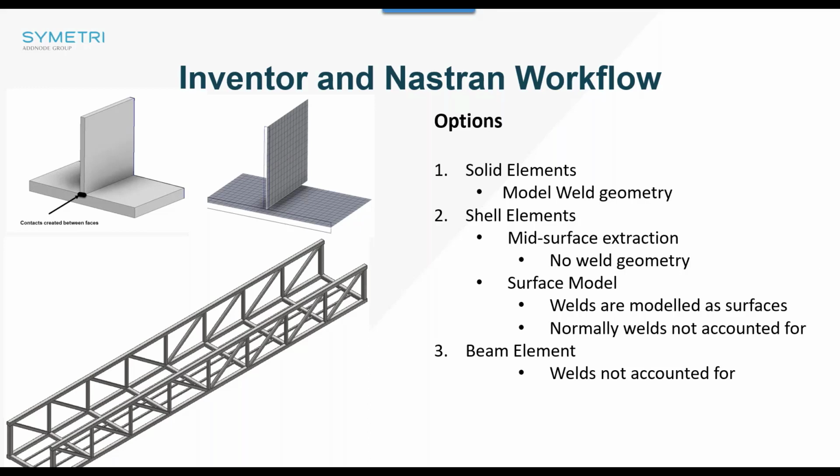Now, if you then decide to use mid-surface extractions to make the analysis go faster, then you end with a shape like this, where you can see there's a gap between the 2 plates, which means we cannot create welds. And then the other option is that you model the whole thing again as a surface model, and then you can model the surfaces as surfaces if you wish to do so. Or the third option for a large structure like this is beam elements, which also does not account for welds. So the only option is solid elements and model the weld geometry, or surface geometry with a combination of solid welds, which all requires time and effort.